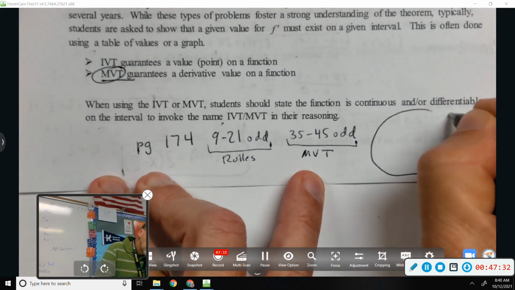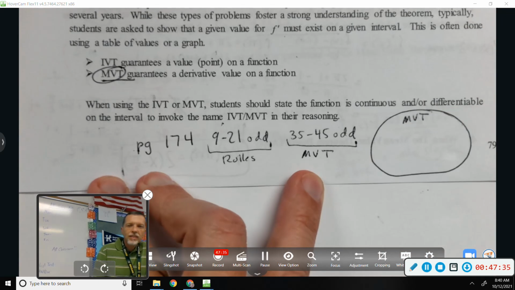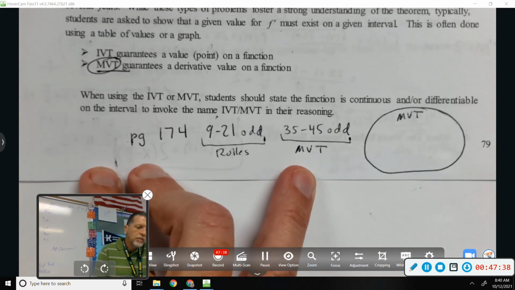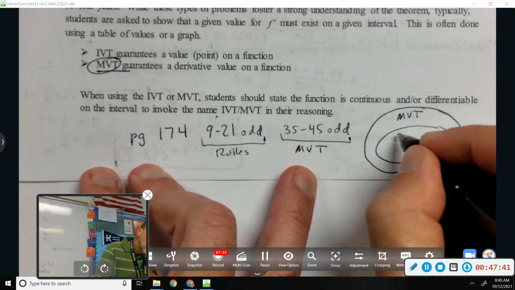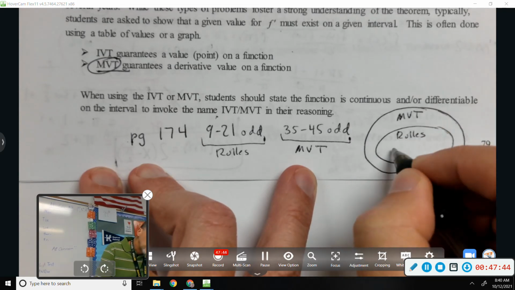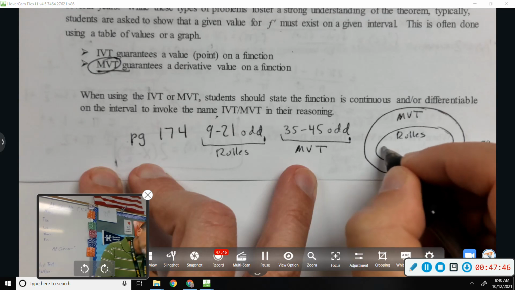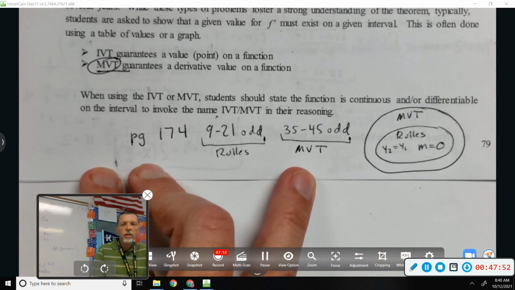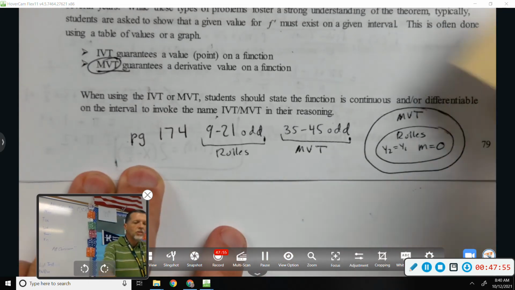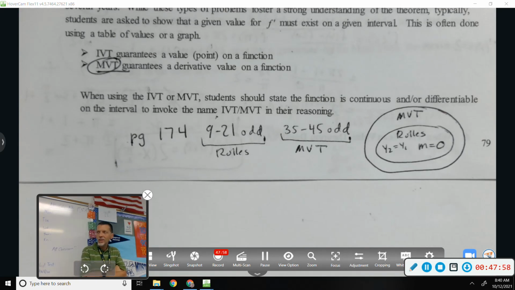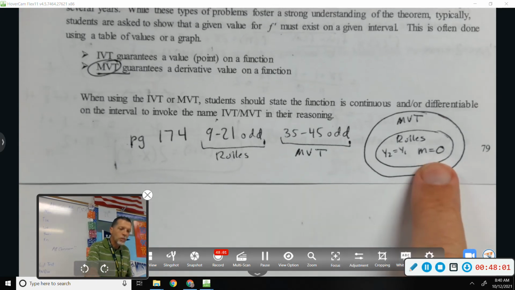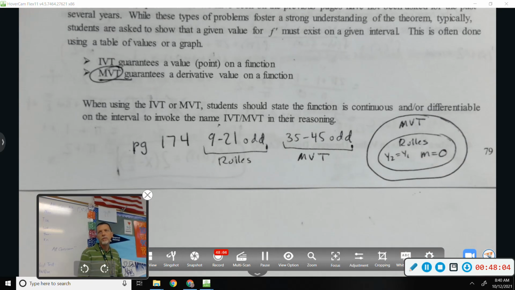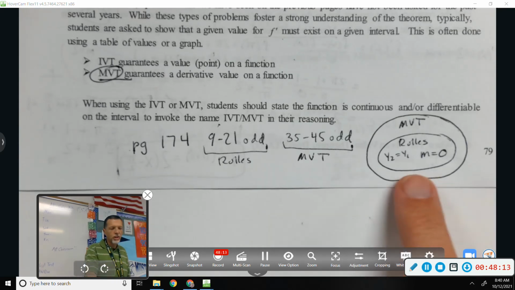One more quick thing, back to that Venn diagram. So MVT is a certain set of problems. Rolle's is a set of problems where the y values are equal, and that means that the slope is 0. So in some ways you don't ever have to work a Rolle's problem. You can work them all like MVT problems. It's just if the slope is 0, it's specifically a Rolle's problem. So you don't ever have to even say Rolle's because you can do them all as MVT. But it's a little bit of a shortcut if you recognize that the y values are the same.